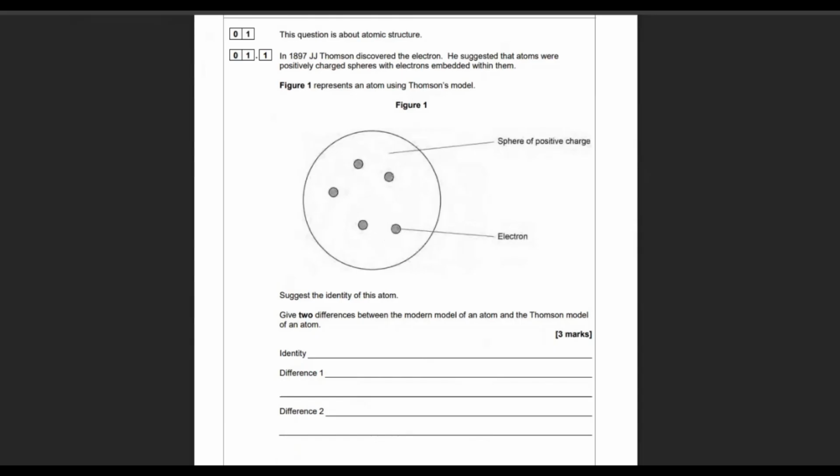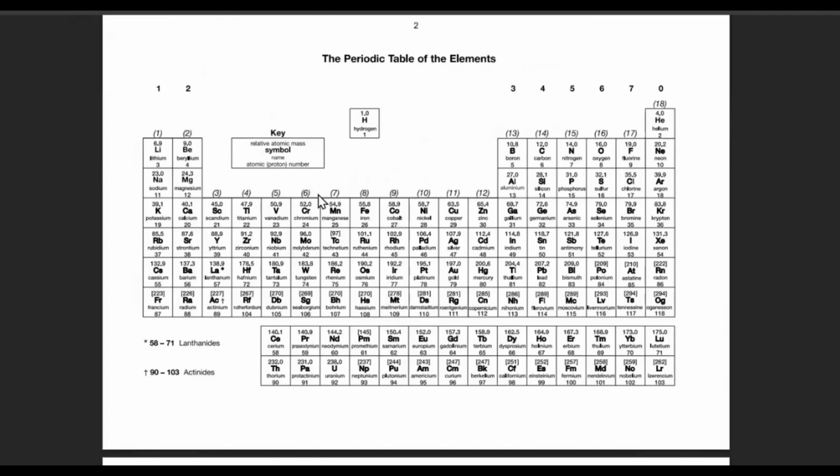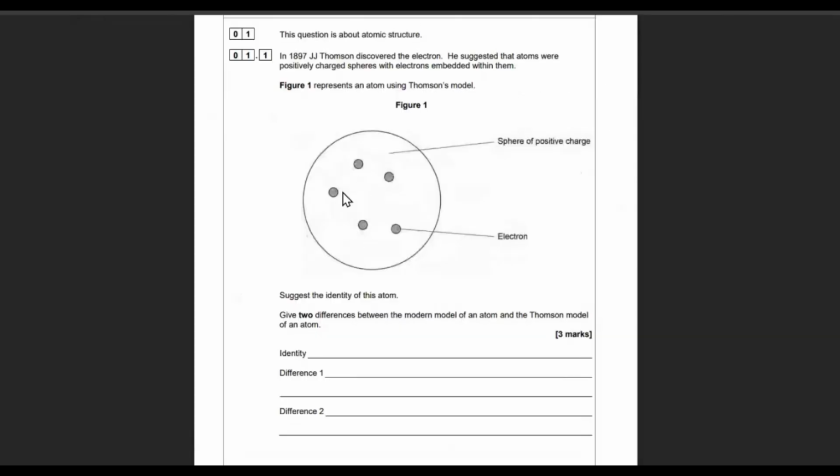So we just need to go to the periodic table. We know that if there's 5 electrons, there's likely to be 5 protons. So we count the atomic number 1, 2, 3, 4, 5. If it's a neutral atom, and it did say atom, then this is going to be boron because it will have 5 protons and 5 electrons. Let's go back. Okay, so the identity of this atom is boron. Hopefully you got that right, guys.